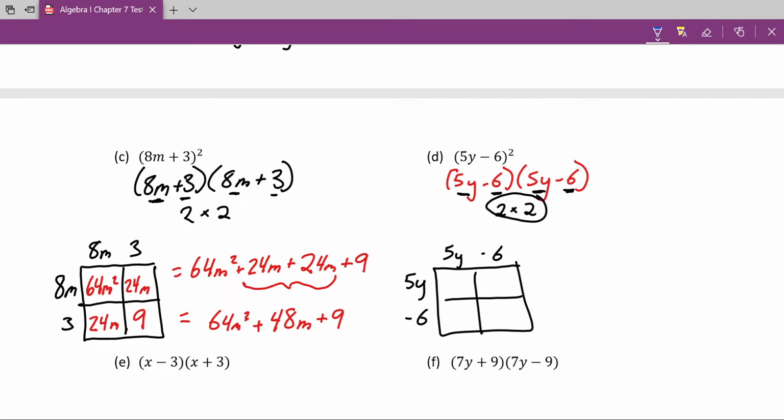All right. So 5y times 5y. 5 times 5 is 25. Y times y is y squared. Negative 6 times 5y is negative 30y. Negative 6 times 5y is negative 30y. And negative 6 times negative 6, negative times negative is a positive. 6 times 6 is 36. So we have 25y squared minus 30y minus 30y plus 36.